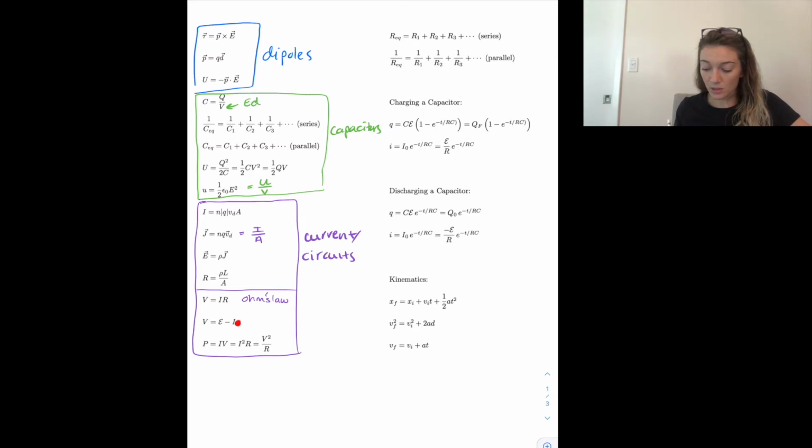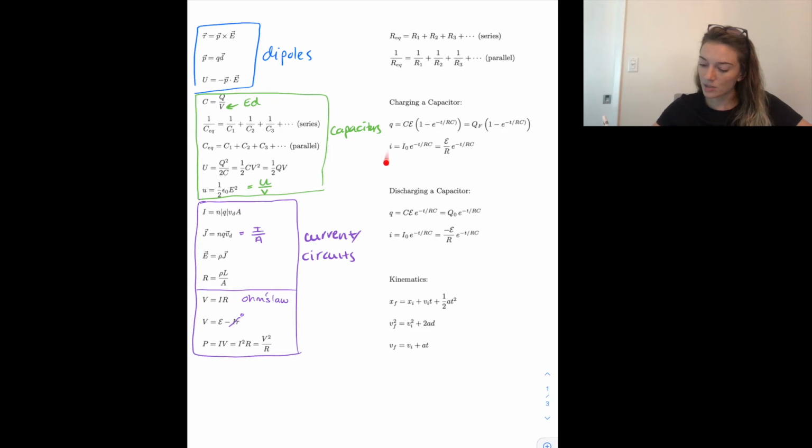This little lowercase r is the internal resistance for a battery. But in many cases, we're just going to be looking at an ideal battery, which means that little r is 0, which means that the voltage across your battery, between the terminals of your battery, is just equal to the EMF supplied by that battery. Okay, and then this is just the power dissipated by some circuit element, typically a resistor. And again, all three of these are equivalent. It just matters whether you have the current and the potential, or the current and the resistance, but they're all equivalent. Okay, and then up here, you have your equivalent resistors in series and parallel.